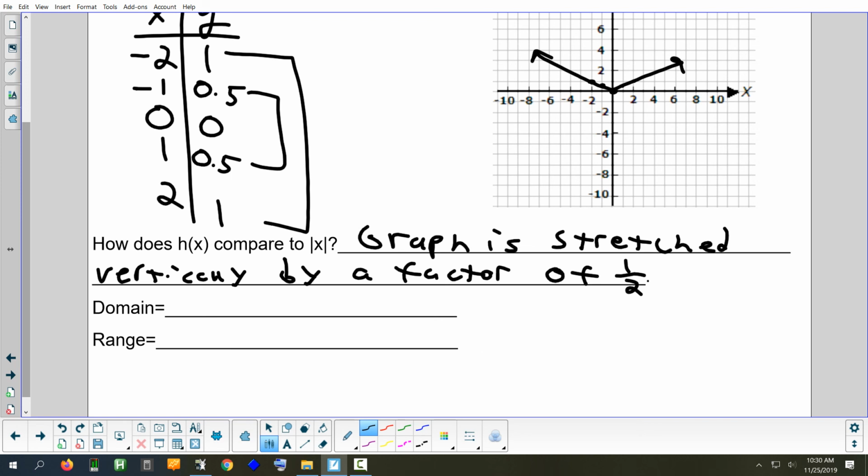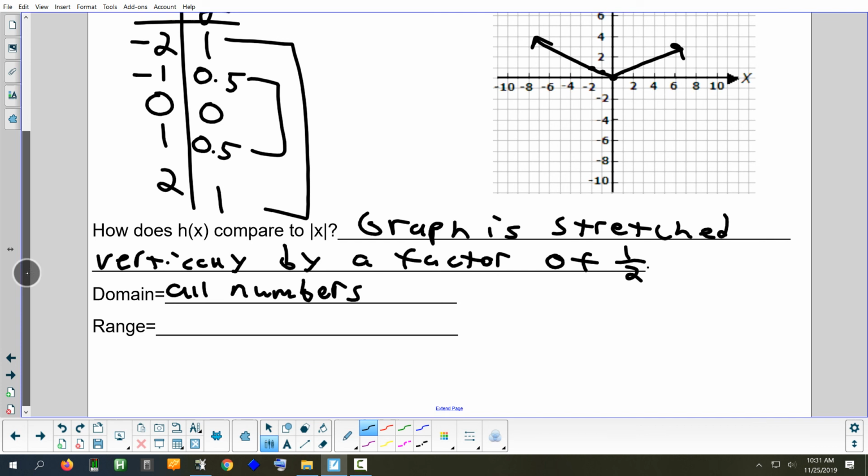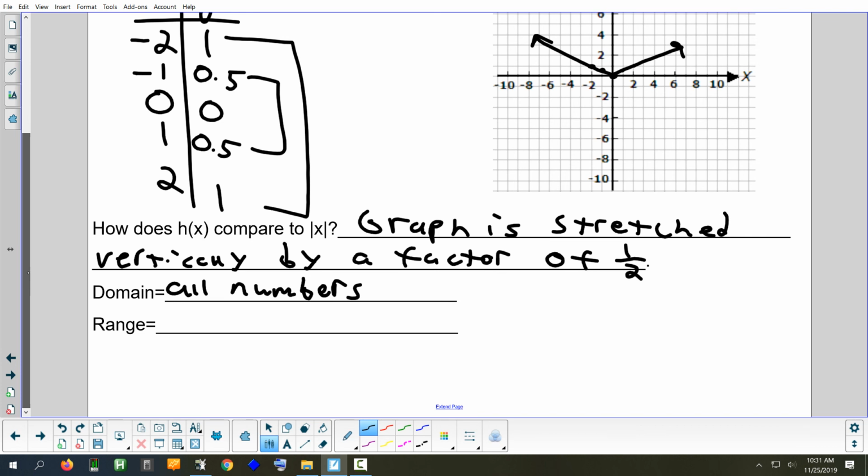What's the domain? All numbers. Even though it's wider, it's still going to go left and right forever. How about the range? All numbers greater than or equal to 0. Perfect. Lowest is 0, and then it goes up.